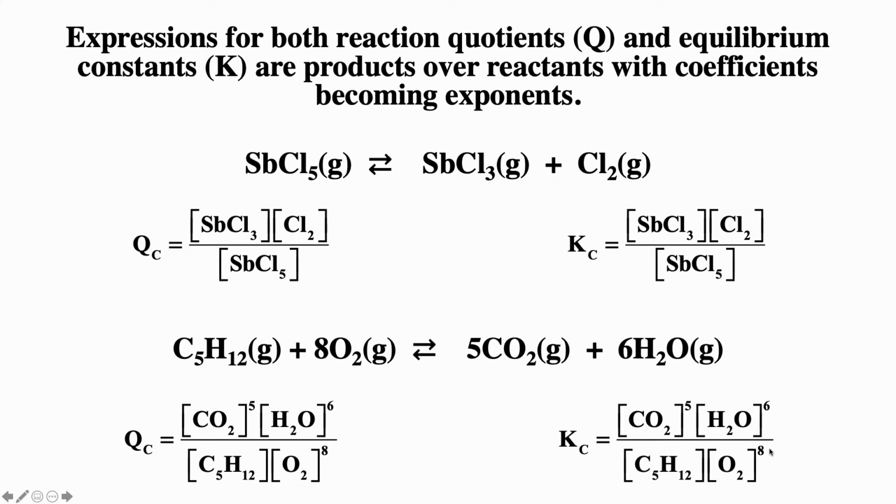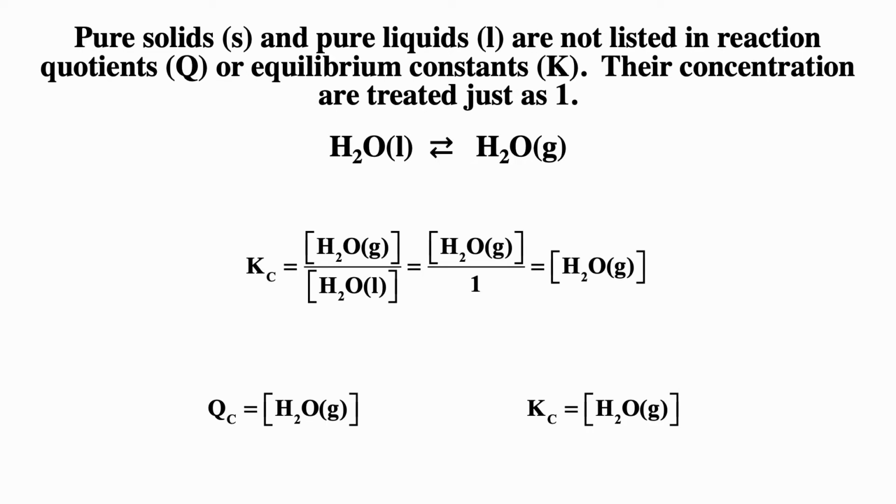Now in these two reactions, we didn't have any pure solids or pure liquids, so we didn't have to worry about it. If we look at this reaction, we have liquid water going to gaseous water. Now we think products over reactants, we'd write it this way, but pure solids and pure liquids, if you have an S or an L there, should not appear. And so the properly written equilibrium expression is just K is equal to the concentration of water vapor.